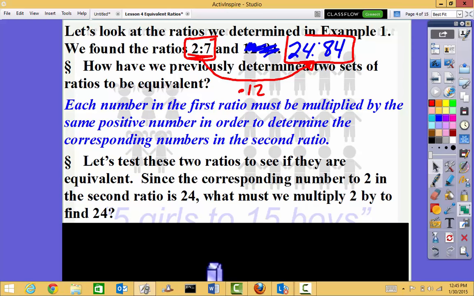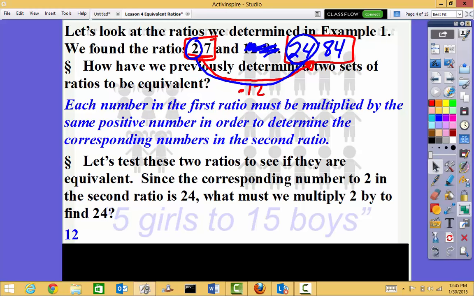Since the corresponding number to 2, so let's look at our example at the top. This 2, the one it works with in our other one is this 24 over here. We multiply it by 12 to get 24. How did I do that? I multiplied 2 by 12, and that gives me that 24. For it to be equivalent, I'm going to have to do the same thing to my other numbers, multiplied by the exact same number. So let's check it out.